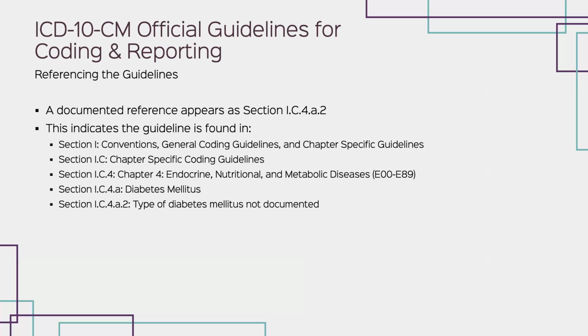You also have certain guidelines and references to your guidelines. So for instance, if you were to see a reference to a guideline for IC4A2, then that is going to tell you that you need to go to section 1 for the conventions, coding guidelines, and chapter specific. Letter C for the chapter specific coding guidelines. Chapter 4 for the endocrine, nutritional, and metabolic diseases. Letter A for diabetes, and then the second bullet for the type of diabetes that is not documented.